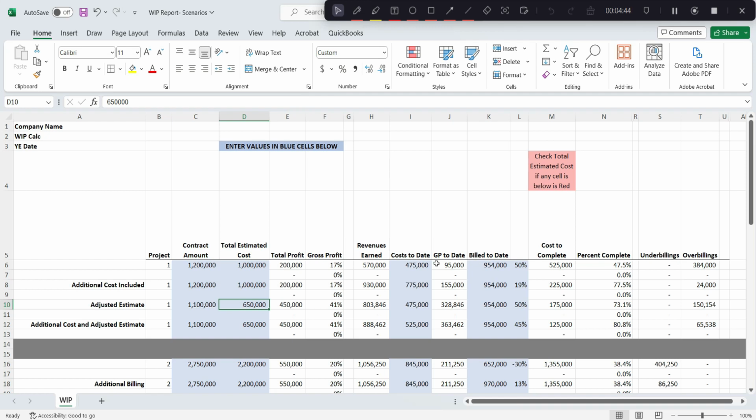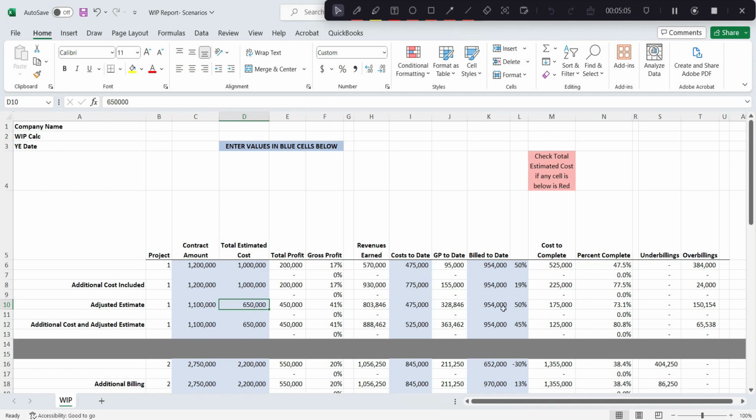Now, instead of saying 17%, you're really thinking you're going to recognize 41% gross profit. Okay, that 41% is a lot closer to 50 than that 17. So our initial estimate of $1 million was too much. We were being too conservative. We're really going to do well on this job.